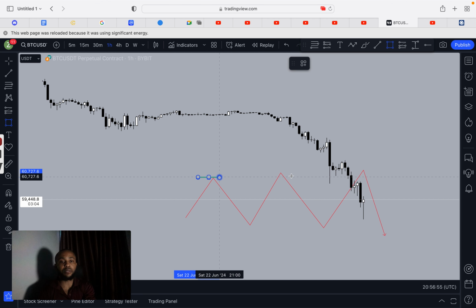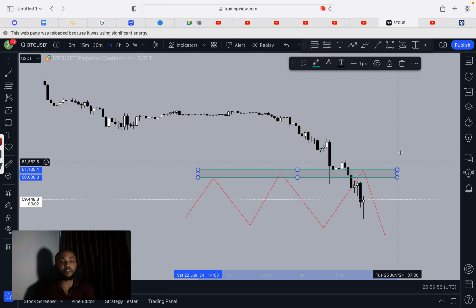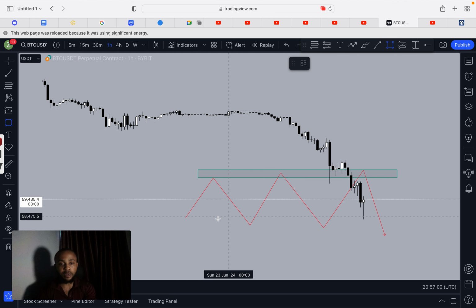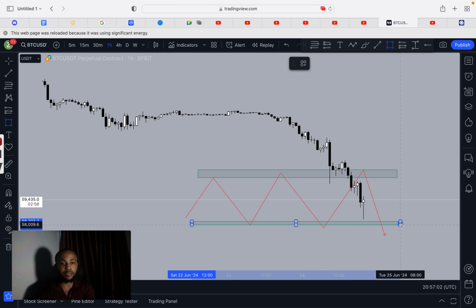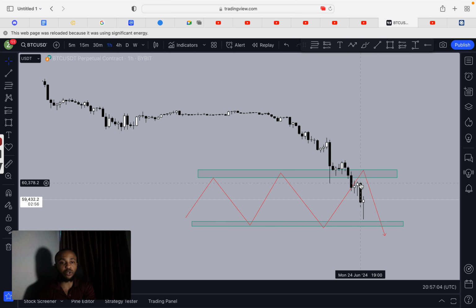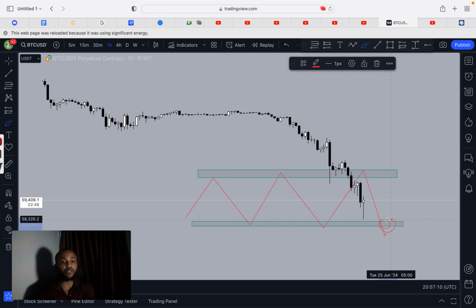You map this out as your resistance, and down here as your support, right? Then once it gets to this high, or let's say once it gets to this low at this point, you wait for the reversal. On the lower time frame, you can now go towards this on the 1 hour. I'm playing a 1 hour support and resistance zone now, which is low probability.